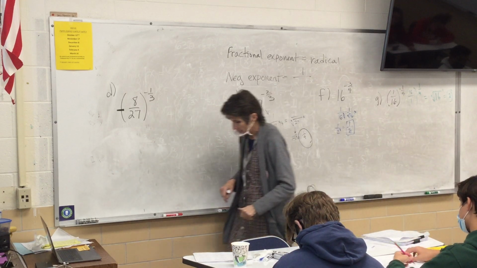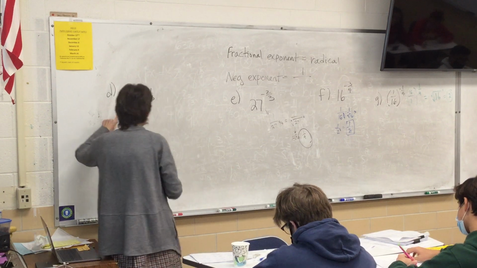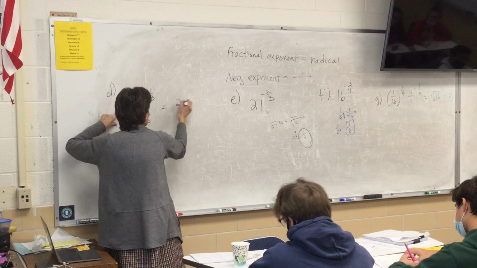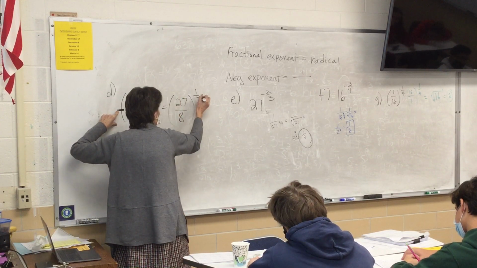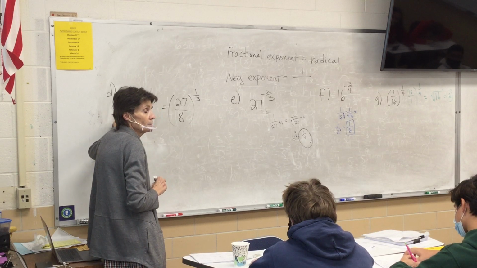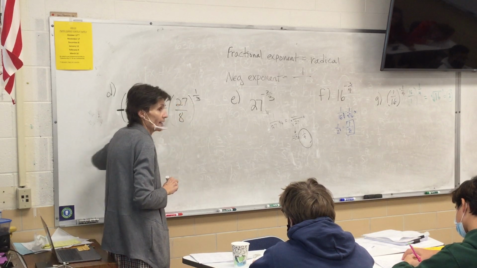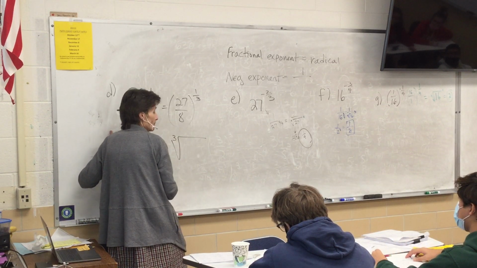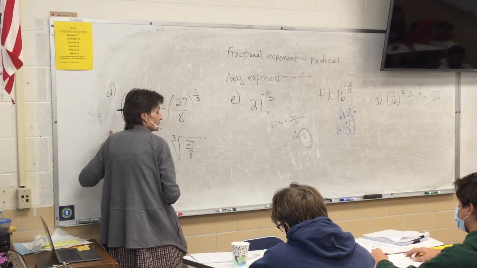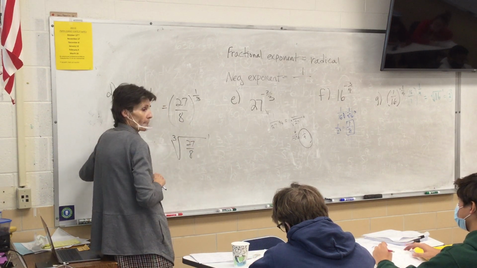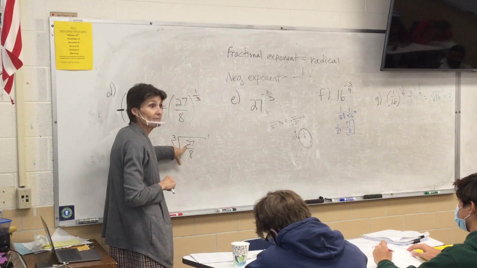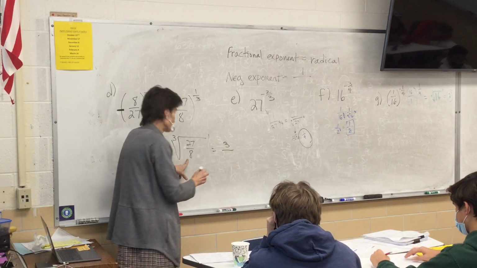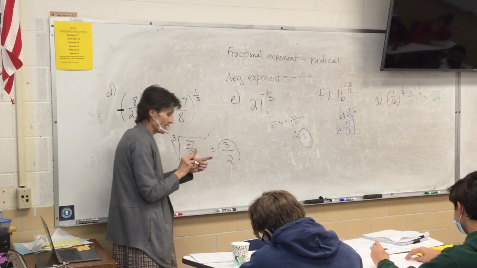Now, let's look at this one. I'm not sure why we didn't do this one. What does that negative do to this fraction? Flips it. So it's going to be 27 over 8 to the 1/3. What does a fractional exponent mean? A radical. It's going to be a cube root of 27/8 to the 1st power. Cube root of 27? 3. Cube root of 8? 2. There it is, 3 halves.